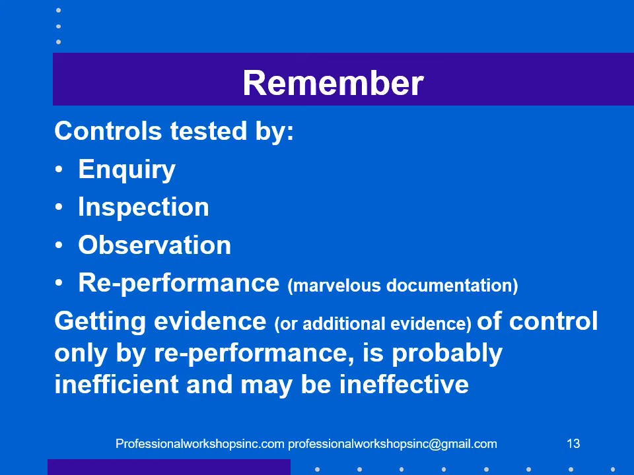Indeed, getting evidence from reperformance, or additional evidence of reperformance, might just be inefficient in the first place, and there's some academic research that shows it's ineffective. There's non-sampling risk involved. Anyway, don't throw the first three out.